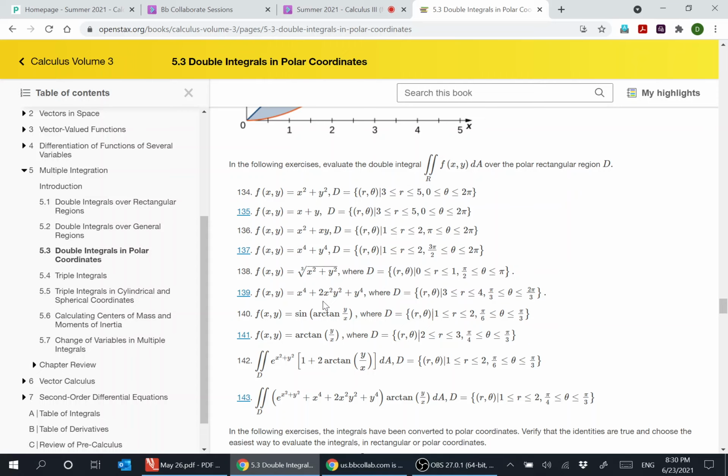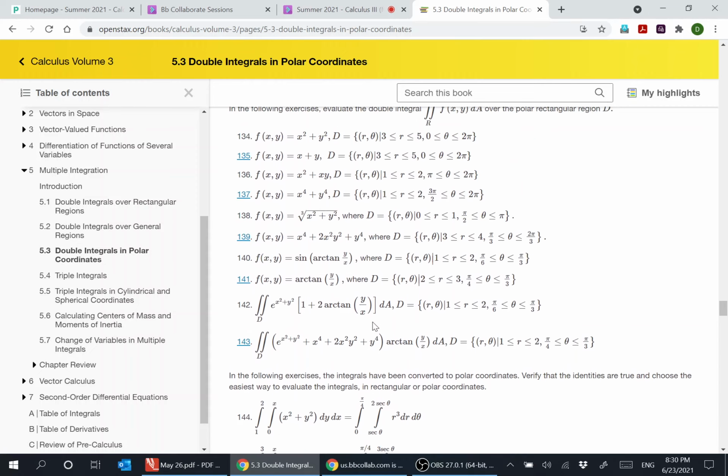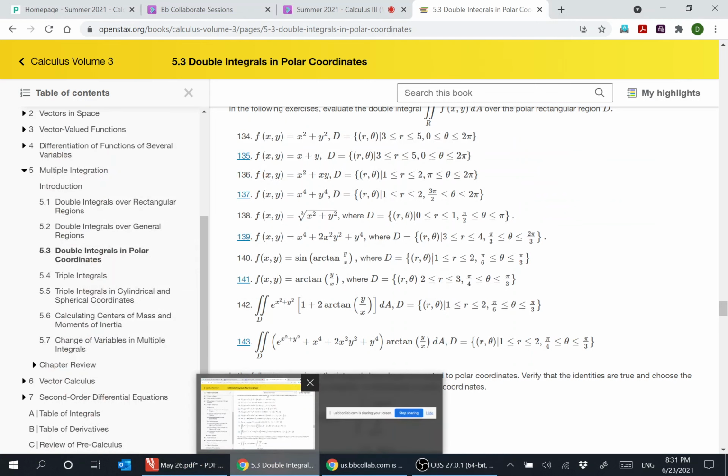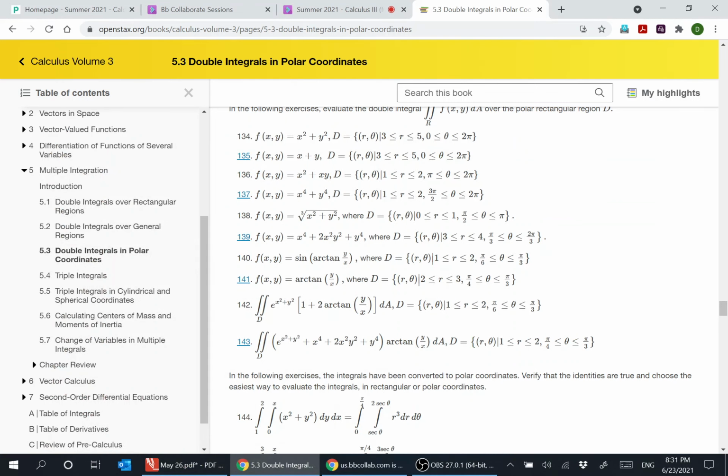So after 138, there's 140. Oh boy. Oh, okay. I see what they're doing with that. Yeah, that's silly. So the D is r goes from 1 to 2, theta from pi over 6 to pi over 3.